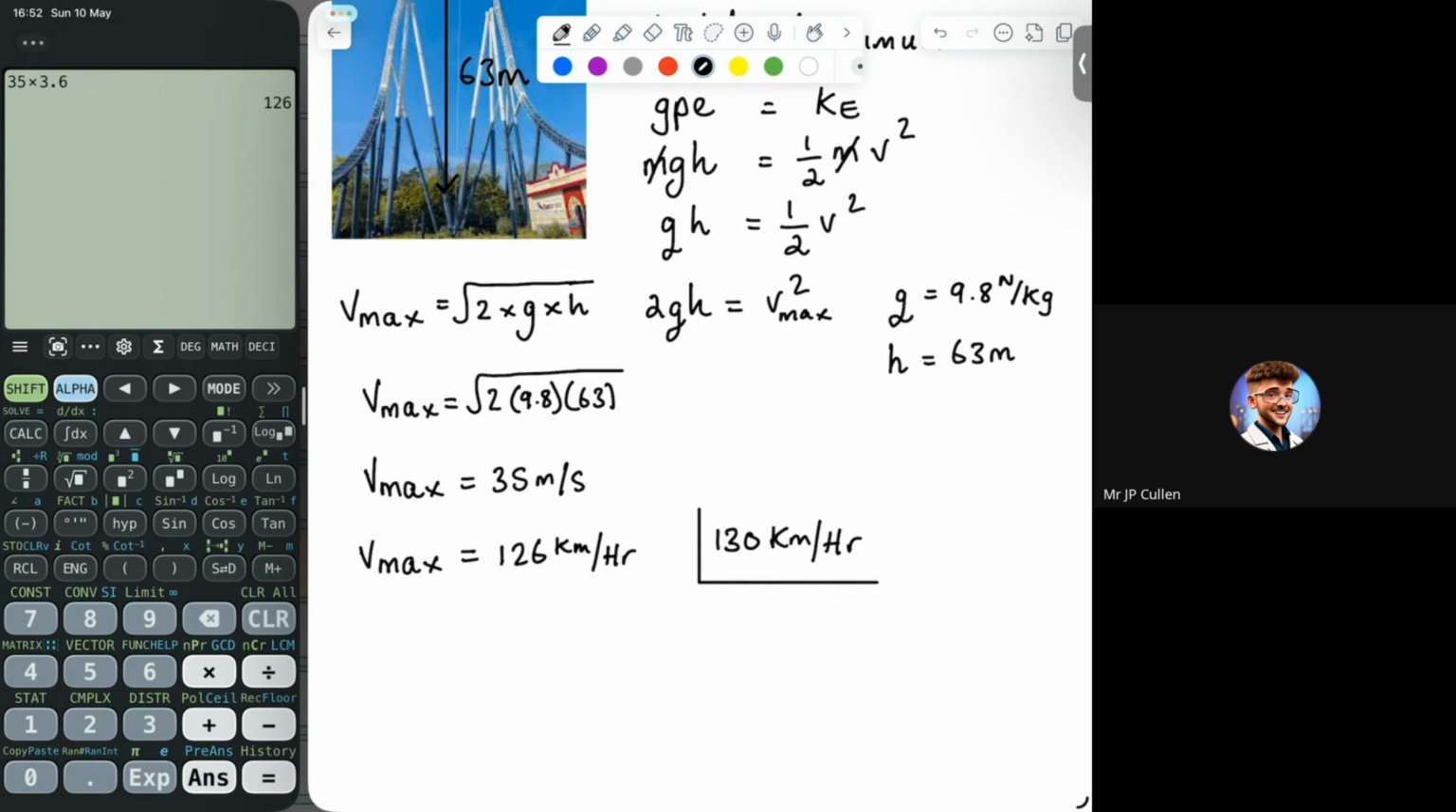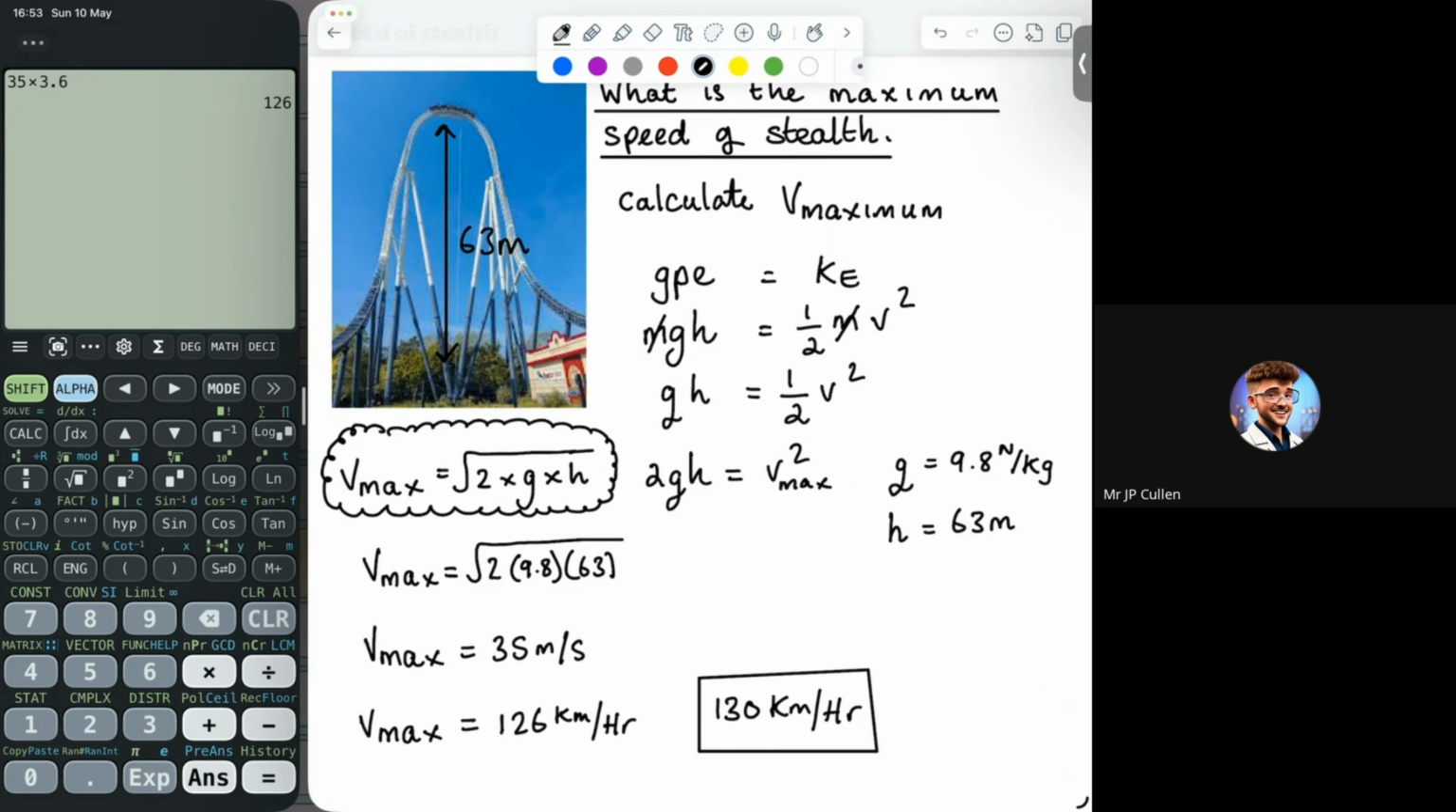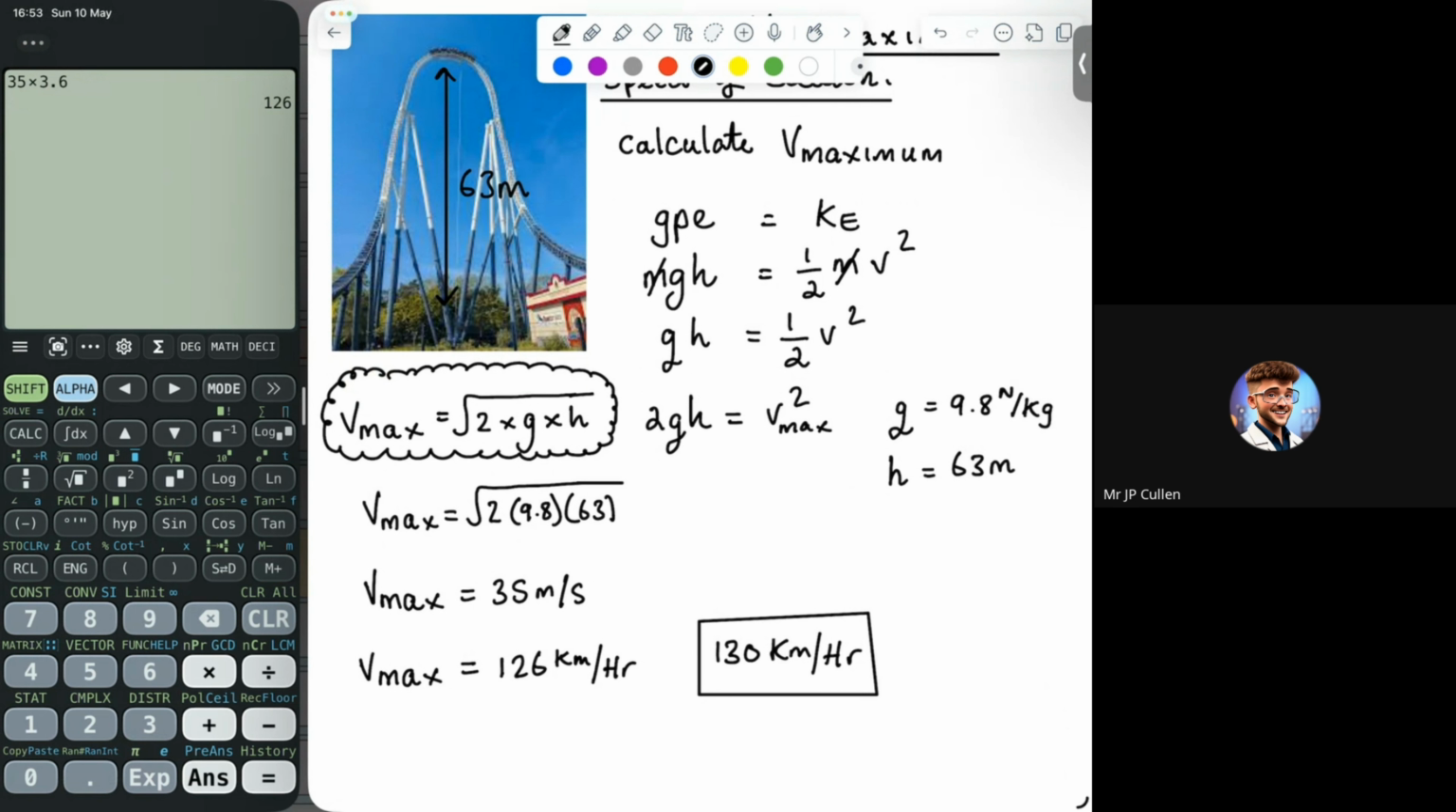We're going to check the answer in a minute and see how close it is, because we can Google how fast Stealth is. But my point with this video is this equation. If you're confident with maths, since you get given all the equations, if you can remember this one and you get a question on energy transfers that says calculate the maximum speed, this is often a 5-mark question. So you're getting 5 marks for doing very little work, if you can get your head around that.